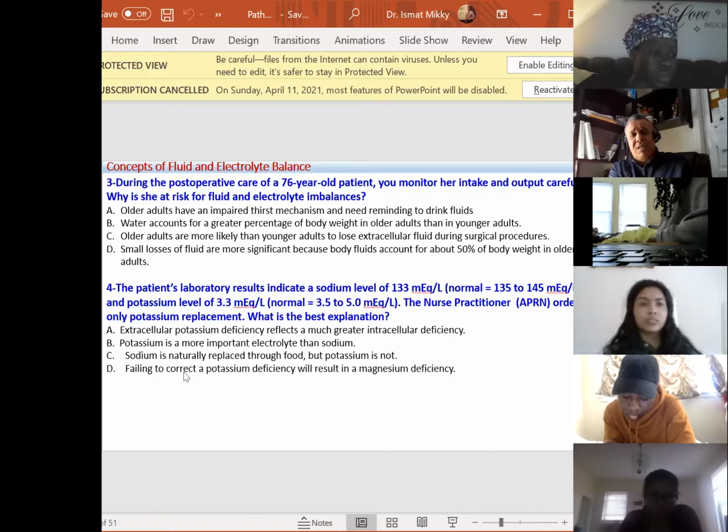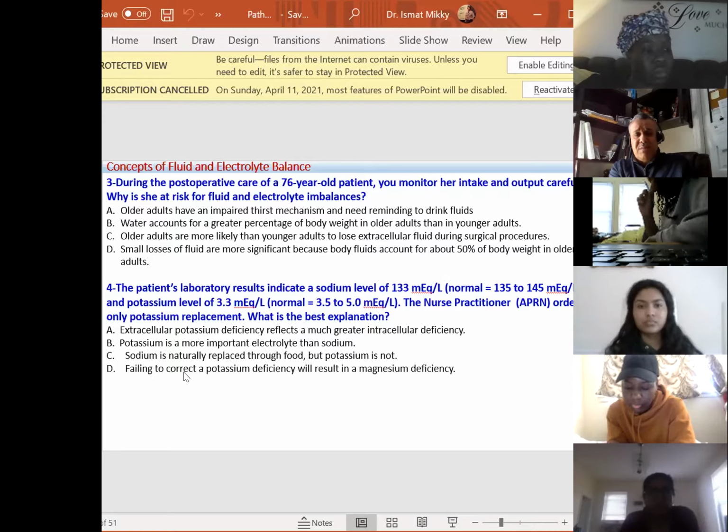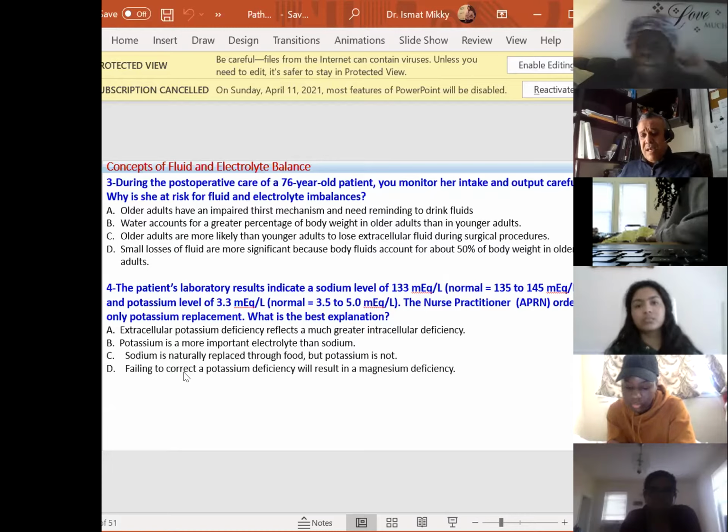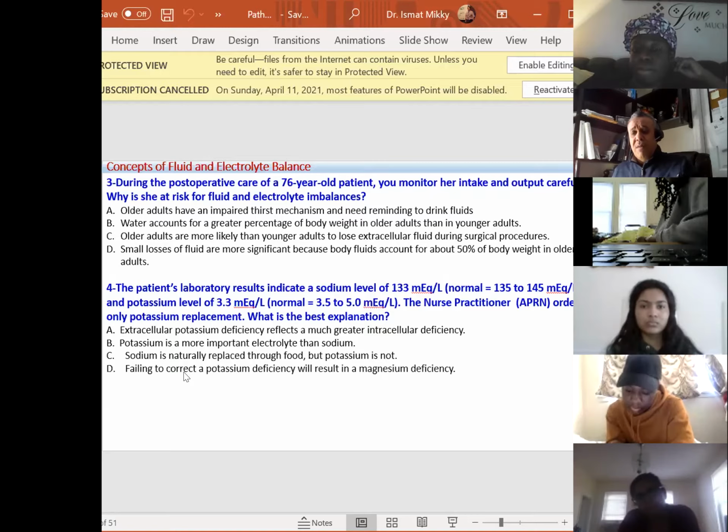So if the patient is hypokalemic, obviously we don't have enough potassium in the intracellular space. If the patient is hyperkalemic, then we have lots of potassium in the blood and the cells as well. So the answer is A: extracellular potassium deficiency reflects a much greater intracellular deficiency. If it's less in the plasma, it's less in the cells. More in the plasma, more in the cells.